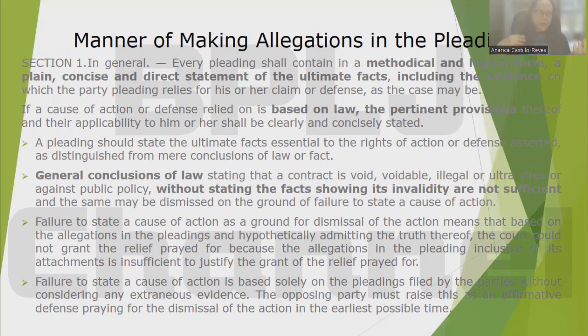You must also state the reason or the justification why the said contract is void. It is not sufficient to just state that it is void without stating the justification why the said contract became void. You must remember that failure to state a cause of action is based solely on the pleadings filed by the parties without considering any extraneous evidence. The opposing party must raise this as an affirmative defense, praying for the dismissal of the action at the earliest possible time.